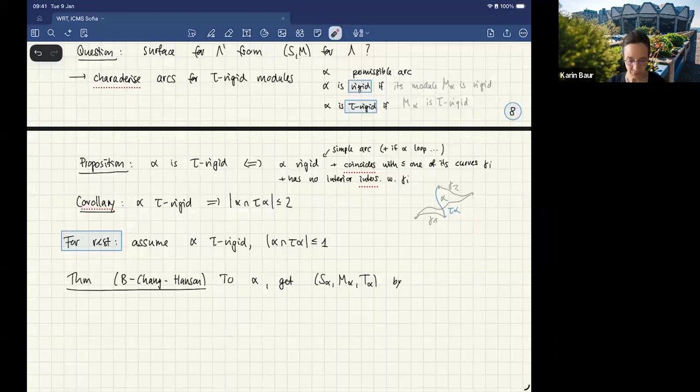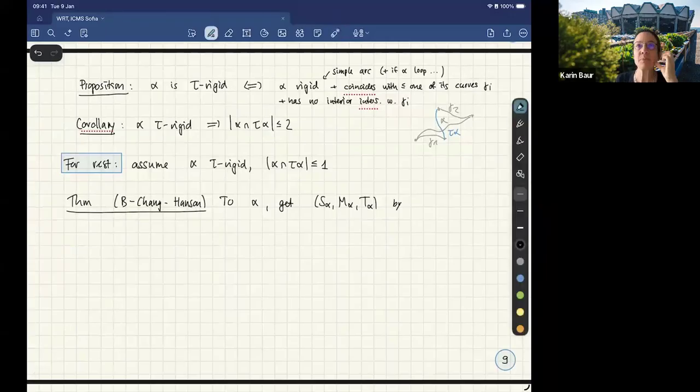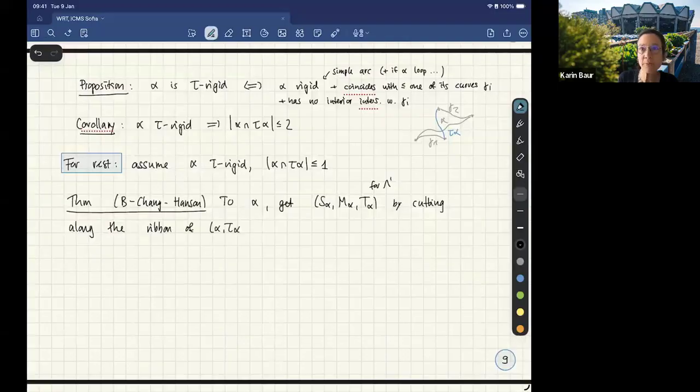And then we can describe the surface associated to this reduction. To get alpha, to get the lambda prime, we can cut along the ribbon of alpha tau alpha. Okay, I'm almost done, sorry.